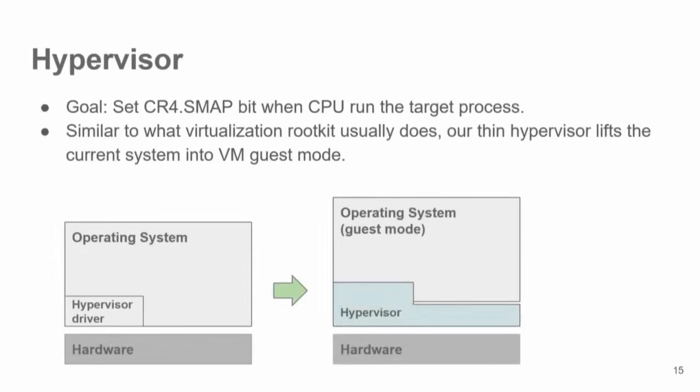So we think we can probably use virtualization to confine this feature within one or several processes. We implemented a very simple hypervisor. It is loaded as a Windows kernel driver, and it doesn't emulate any devices. When it runs, it just lifts the whole operating system up into guest mode, and it can intercept all the VM exit events underneath as the hypervisor with a higher privilege. Our goal is to set the SMAP bit only when the CPU runs on the target process.